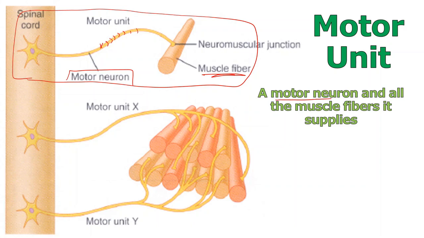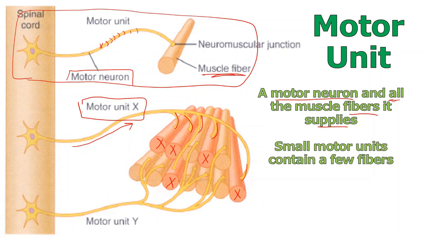So a motor neuron, which of course is the yellow fiber, and all of the fibers it supplies, this is called a motor unit. For example, here's motor unit X, right? And I see one motor neuron sending a signal away from the nervous system. And it looks like it's plugged into all the reddish type of fibers here. That one, and that one, and that one, and that one, and that one. Those are all supplied, if you follow those yellow extensions from that motor neuron, they are supplying those fibers. That's one motor unit, a single motor unit called motor unit X.